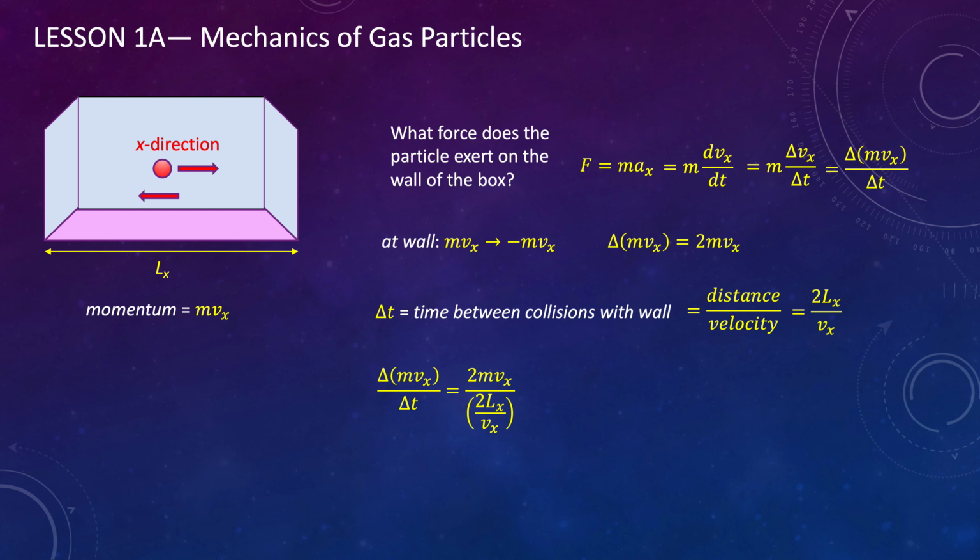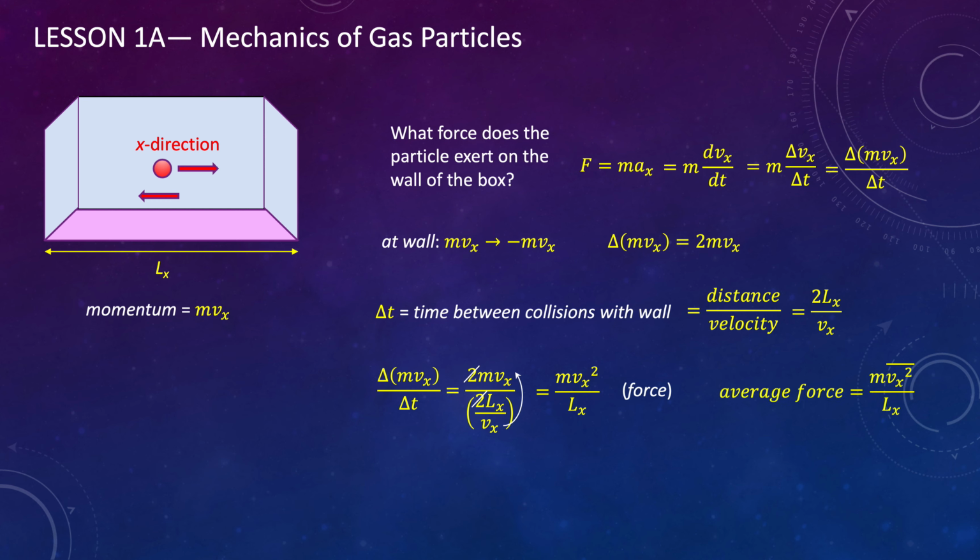So now if I put all this together to try and get to the force, the change in momentum is simply 2 mvx, and the change in time is simply the distance divided by the velocity. Well, I can now cancel out the two factors of 2, and I can move the v sub x to the top, and my net result is going to be my force is the mass times the velocity squared divided by the length of the box.